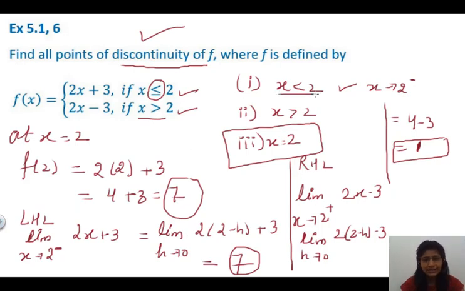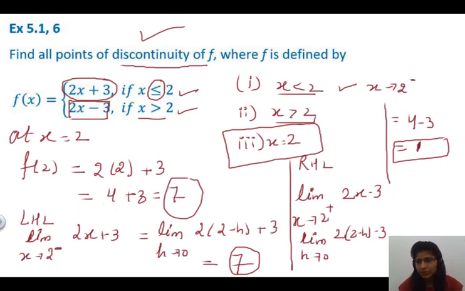Now less than 2 and greater than 2. Less than 2, the same function you are going to operate with 2x plus 3, as it is a polynomial function. It will be continuous for all the values which are less than 2. Same, x greater than 2, the function will remain as 2x minus 3. In LHL and RHL, it is not going to be changed. So we say for less than 2 and greater than 2, the function is going to be continuous for all real numbers, but at 2, the function is not continuous. Hence the point of discontinuity for this function is 2. Clear?